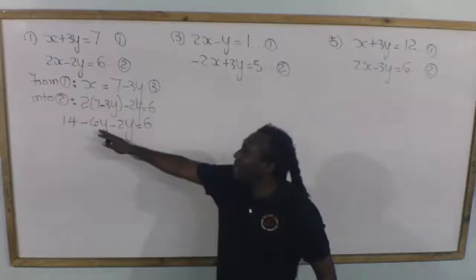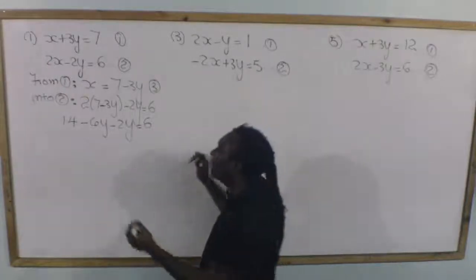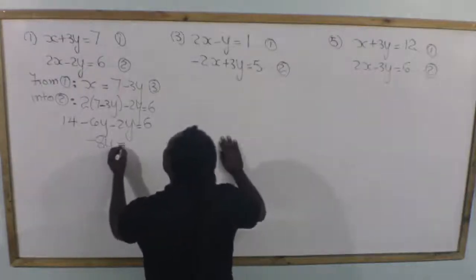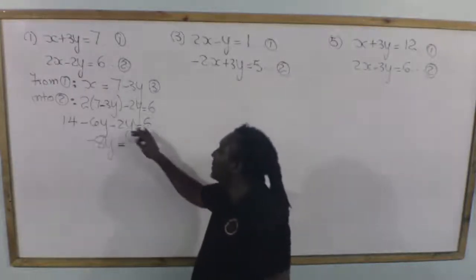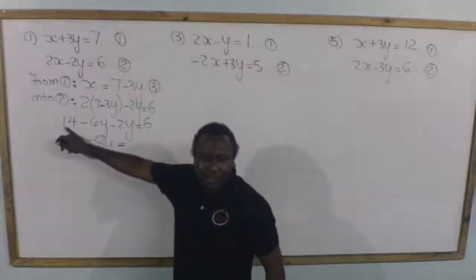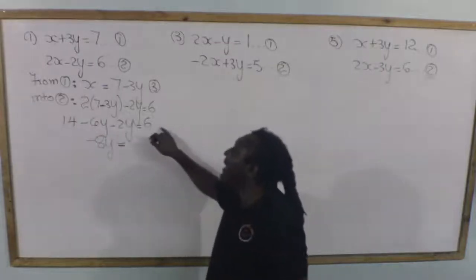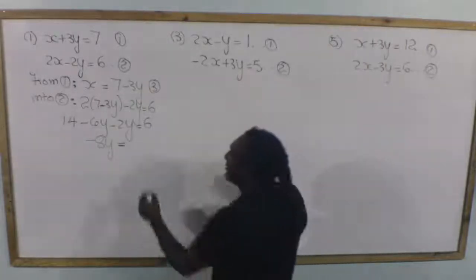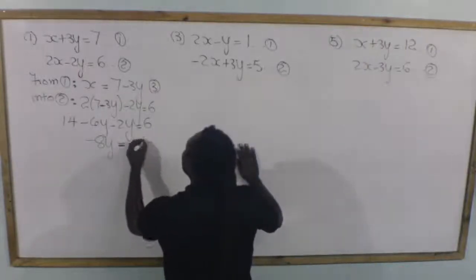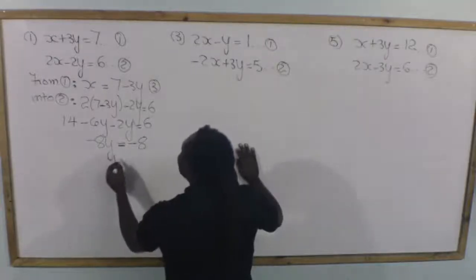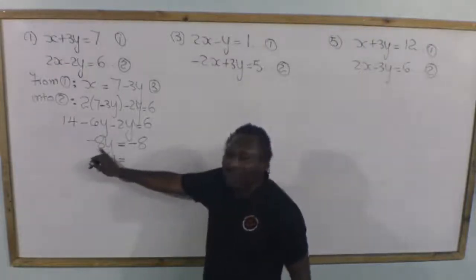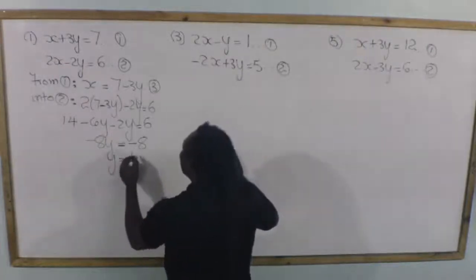So we put those together. Negative 6y minus 2y gives you negative 8y, and that is equal to, we eliminate the 14 by subtraction, so it's 6 minus 14, which gives negative 8. So y is equal to negative 8 divided by negative 8, and that is equal to 1.